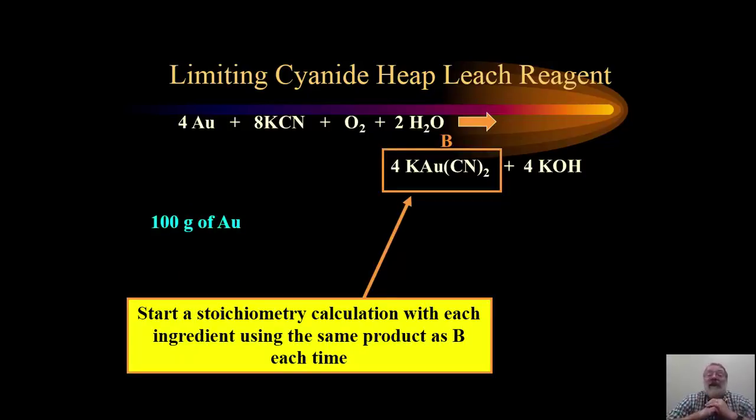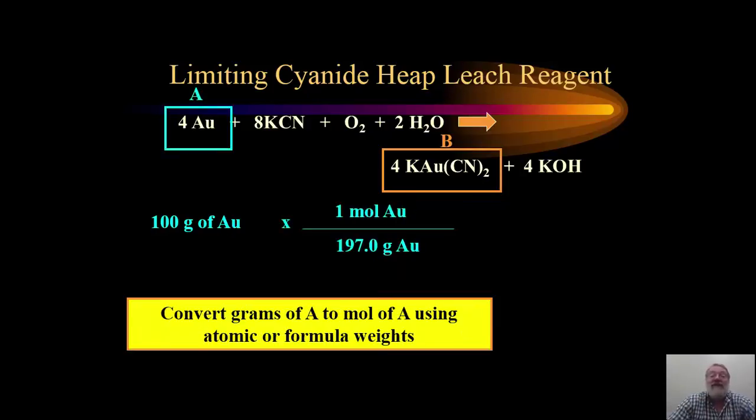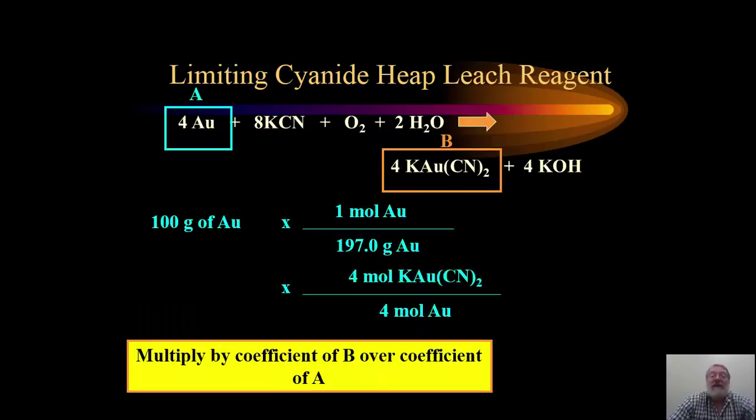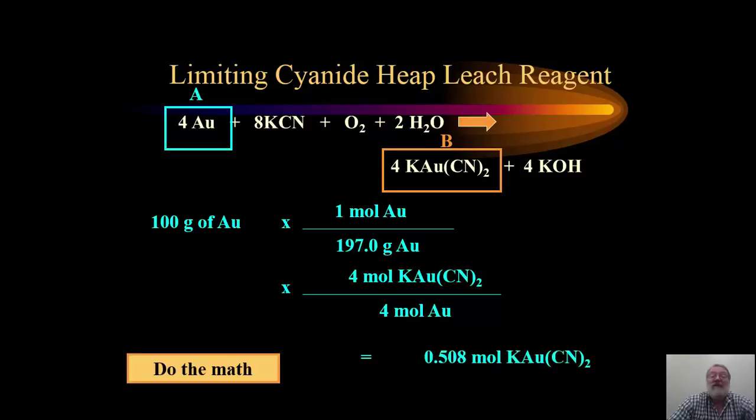We base everything on how much of one of the products we can make. And for this example, I just picked the first product. That's going to be B in our stoichiometry calculations. So if we have 100 grams of gold, we change it into moles using its atomic weight. And then if we know how many moles of gold we have, we have the same number of moles of our dissolved gold species. So we have about half a mole. If we've got 100 grams of gold, that'll make about half a mole of our product.